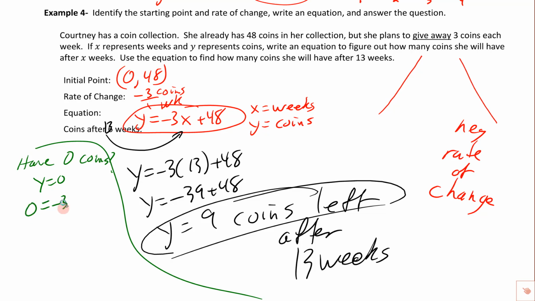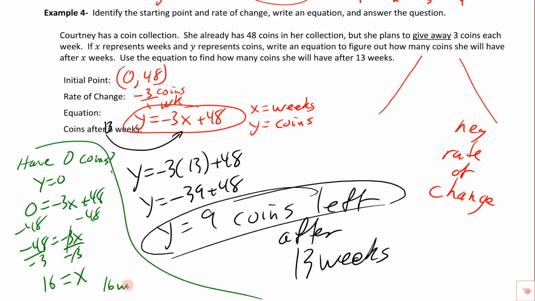So 0 equals -3x plus 48. And let's solve this. Subtract 48. So this is a -48 equals -3x. Divide by the -3. Those are going to cancel. And negative divided by negative is positive. That's good because we're talking about the number of weeks, and 3 goes in there 16 times. So 16 weeks, and they are all gone. Okay? All right, extra little bit right there.